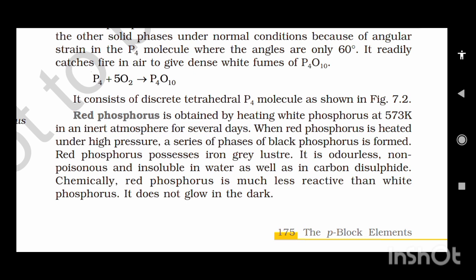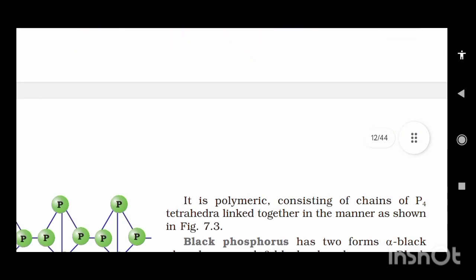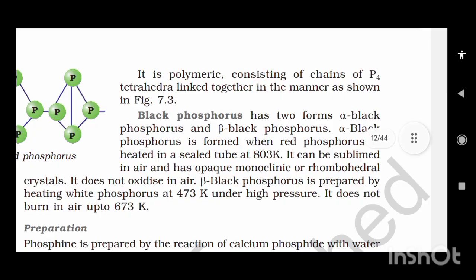Red phosphorus possesses an iron gray luster. It is odorless, non-poisonous and insoluble in water as well as in carbon disulfide. Chemically, red phosphorus is much less reactive than white phosphorus. It does not glow in the dark. It is polymeric, consisting of chains of P4 tetrahedra linked together in the manner shown.